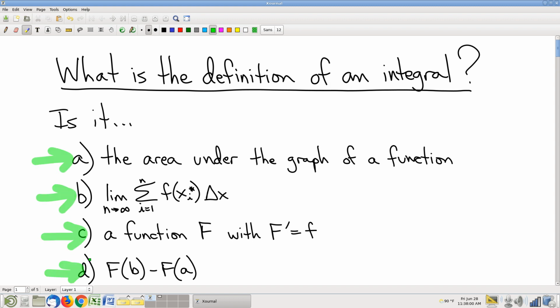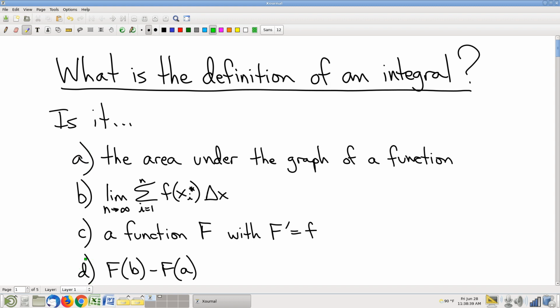Which one is the definition of an integral? Okay, well, a lot of students think that it's defined as area under the graph of a function. This is not correct. Another large fraction of students think that it is this formula, capital F of B minus capital F of A. After all, this is the formula that's used most of the time to compute the value of an integral. This too, not correct.